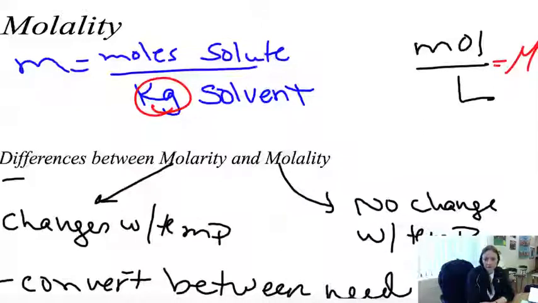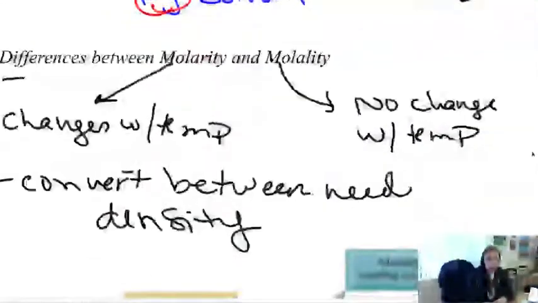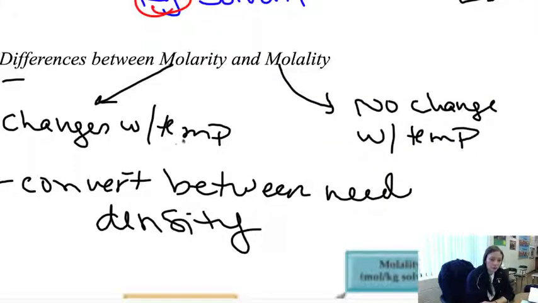Now there are some differences between molarity and molality. Molarity changes with temperature. Molality does not change with temperature. Molarity changes with temperature because it has liters in it. Well, my volume is going to change as my temperature changes. So if you're doing an experiment with a lot of temperature changes, you really don't want to use molarity. You'd much rather use molality, which is why they have molality.